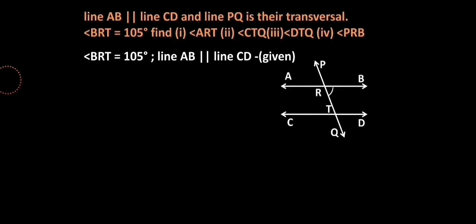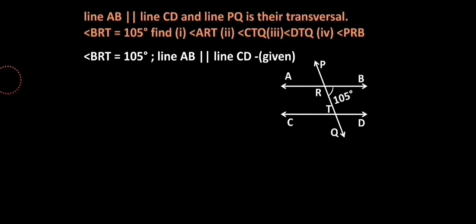Boys and girls, this is question number 5 of your exercise. The question is already in front of your screen. If you have understood the first question, then you are able to solve this 5th question, because both are in the same category. So over here, angle BRT, can you locate it? Yes, angle BRT is 105 degrees, and I need to find 4 angles again.